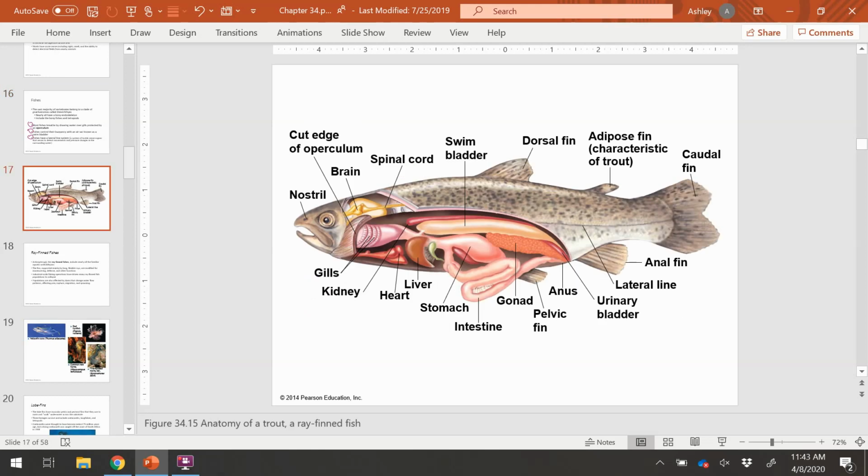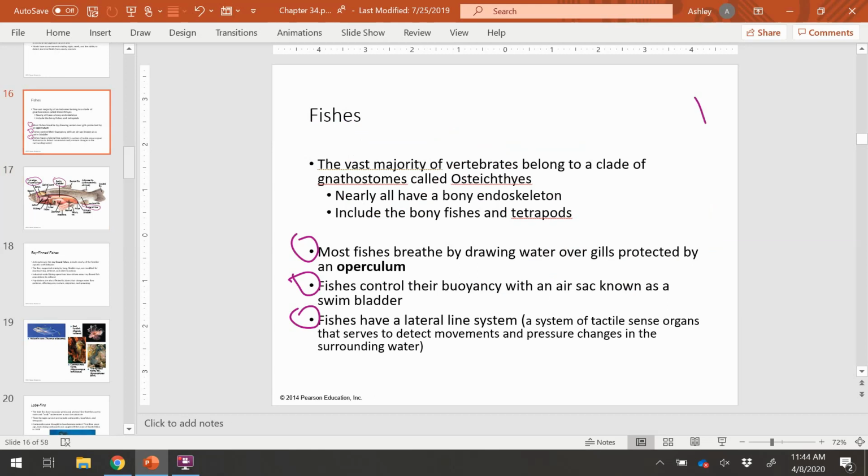And so you can see that here in this example of a trout, which is a ray-finned fish, that they have the operculum that's been cut here. So it's a protective covering that allows for the water to continuously move across the gills without them having to swim. Speaking of swimming, the swim bladder is there. That will allow for them to control their buoyancy in the water on their own. And then here, let's see, a lateral line, which in some cases can have a visible line that's running across the fish for sense organs that detect those movements. So those are the three important characteristics of fishes.